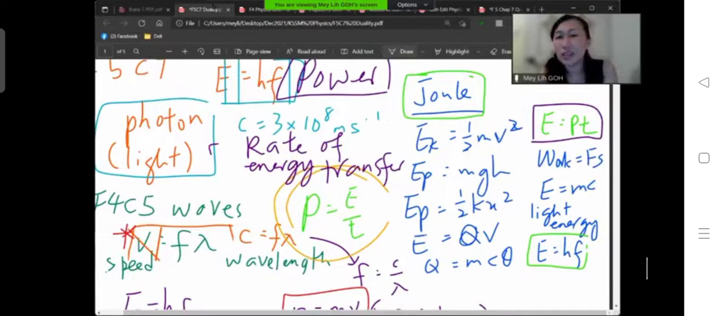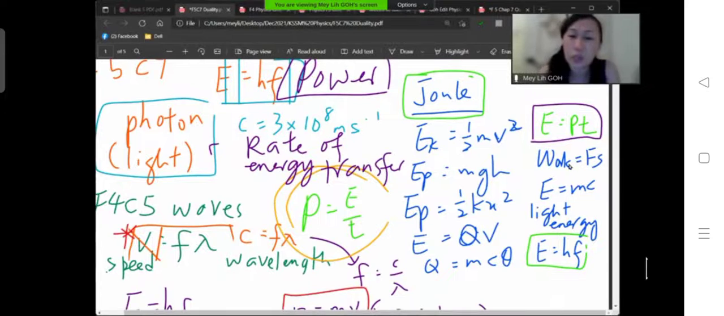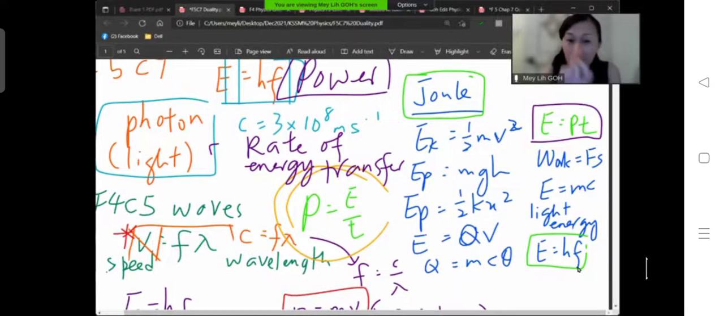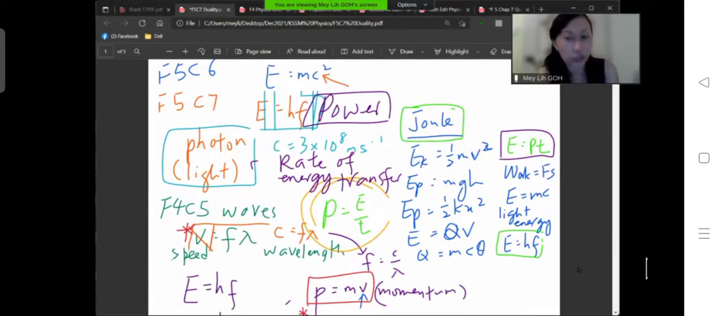As you can see on this list, you have kinetic energy, gravitational potential energy, elastic potential energy, electrical energy EQV, heat energy mcθ, work energy Fs, work, okay, it's a kind of energy, and etc., light energy and nuclear energy. Work is a type of energy. Work function, you don't need to be scared of the word work function. It's just energy. Work function is energy.